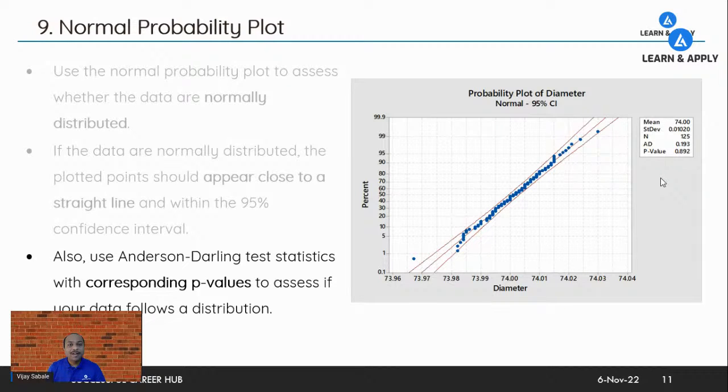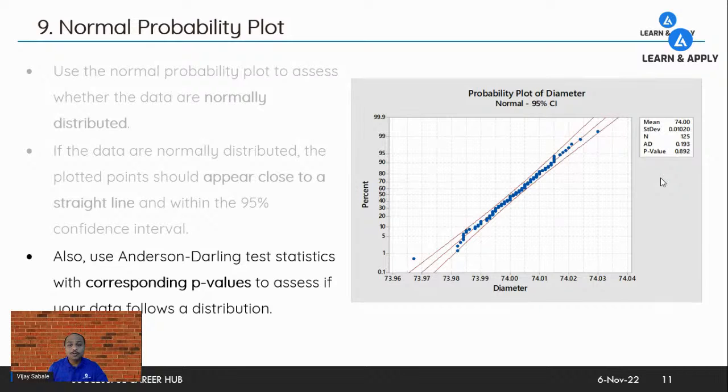Nowadays many times our data is following a non-normal distribution. So we need to detect what kind of non-normal distribution our data is following, and we need to use the corresponding capability analysis for our data.